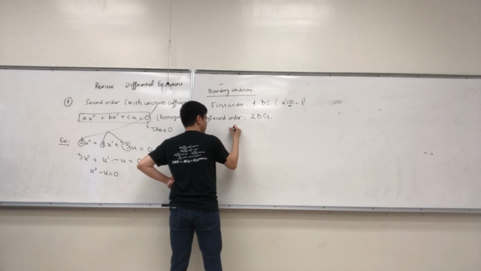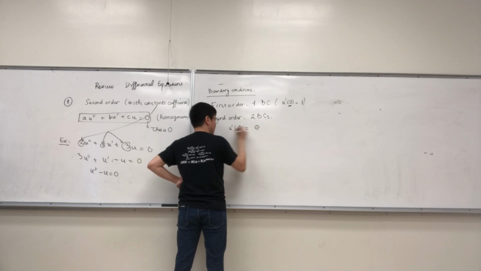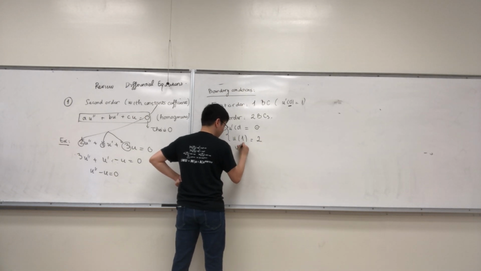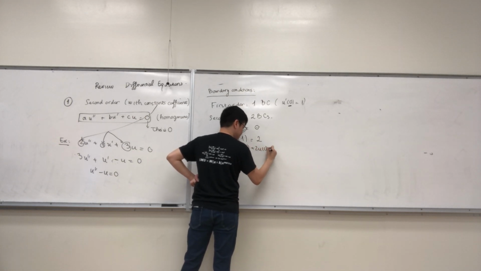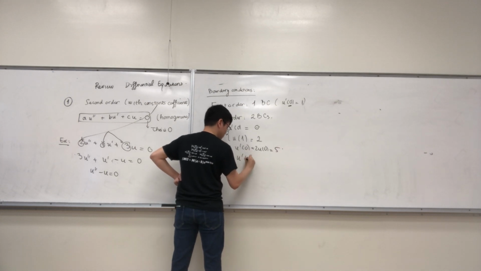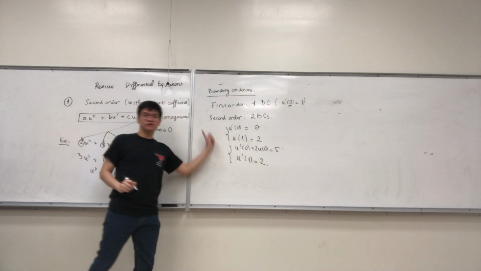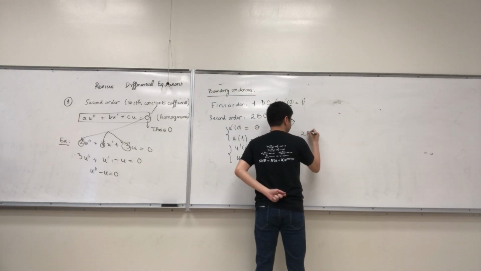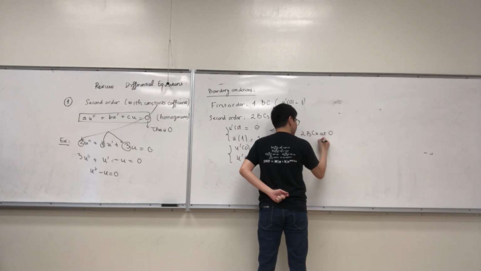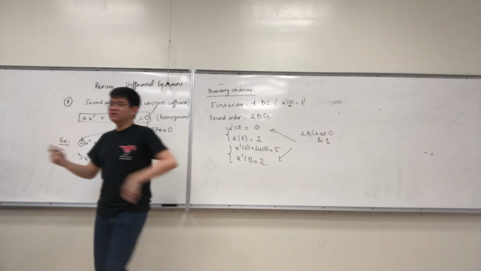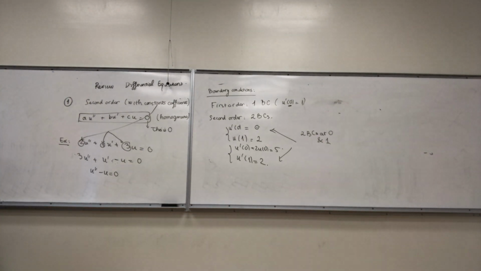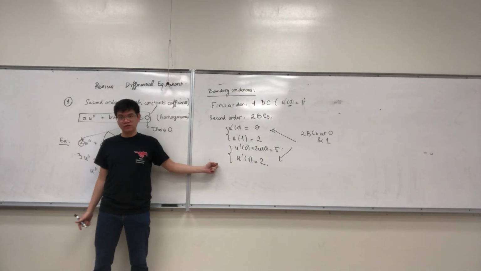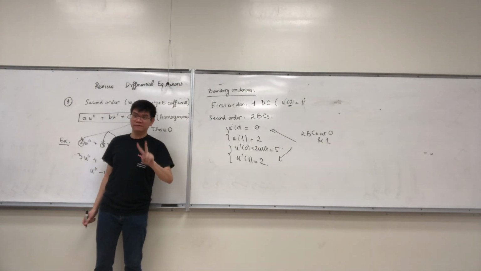So you can have either u prime at 0 is 0 and u at 1 is 2, or u prime at 0 plus 2u at 0 is 5, and u prime at 1 is 2. Right? So those are two boundary conditions, at 0 and 1. You can replace this by 10 and 5 or 3 and 4, right? But for second order, in order to have one solution, you need two boundary conditions. All right? Questions?